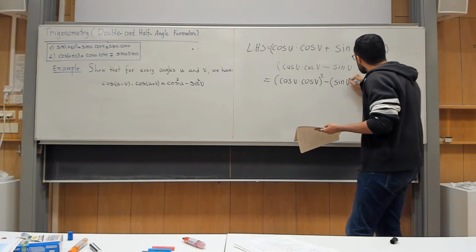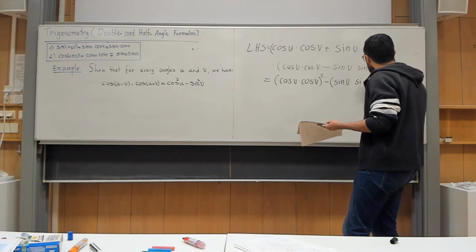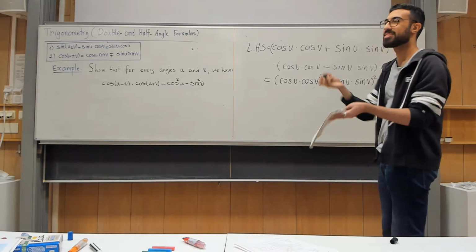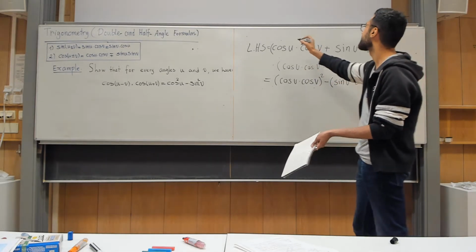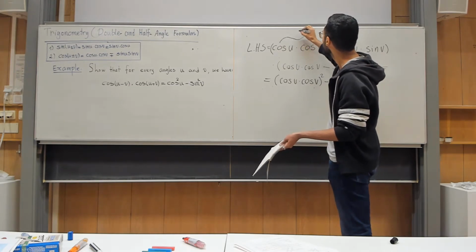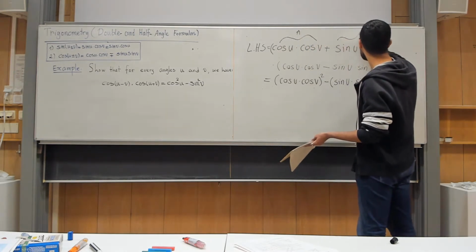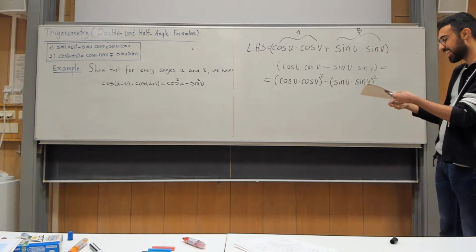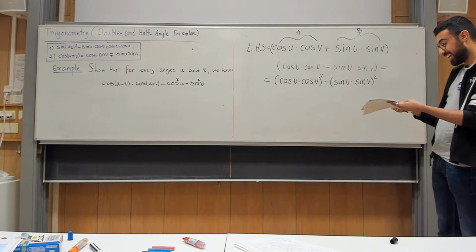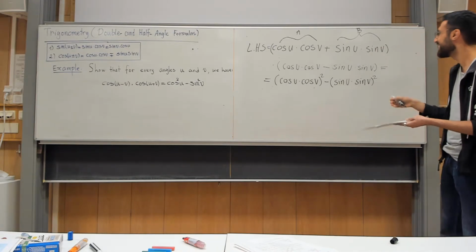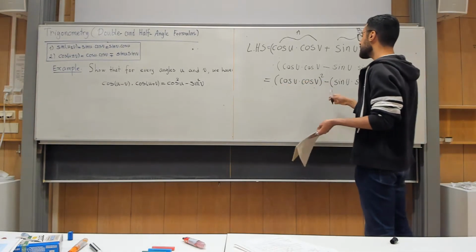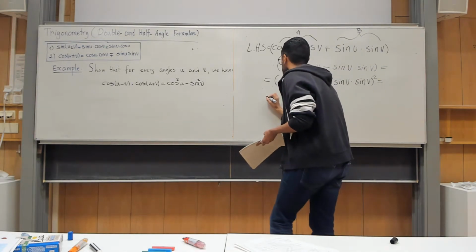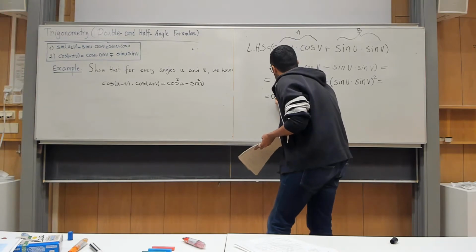The second one also to the power of 2. Yes. And as you explained earlier, this plays the role of A, and this is the role of B. Yes. After that, I can just remove the parentheses and apply the power to each and every cosine and sine.